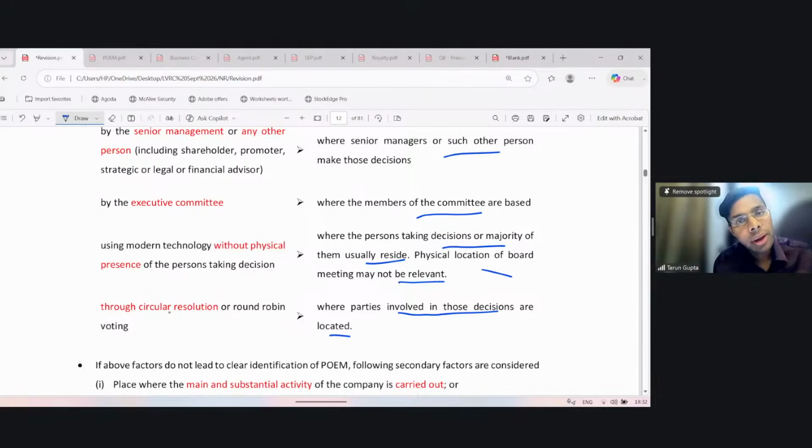So, the crux is that first you identify the persons who are taking the decision, and then the place where such decisions are being taken shall be the place where the POEM of the company is situated. Okay?